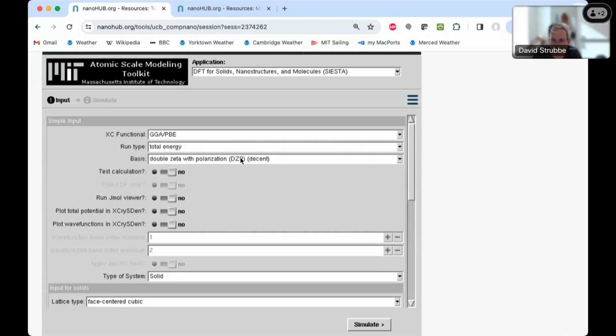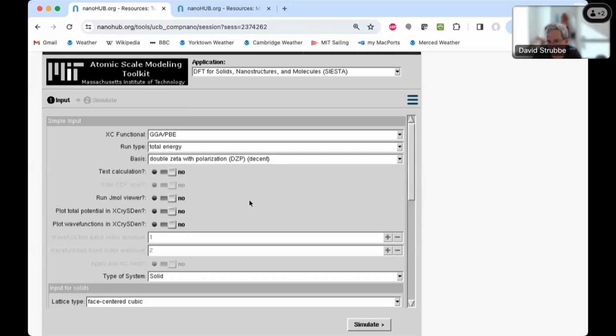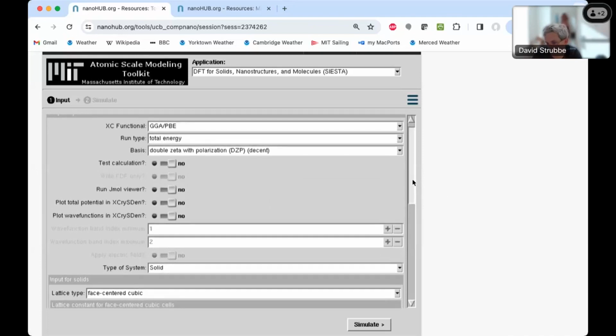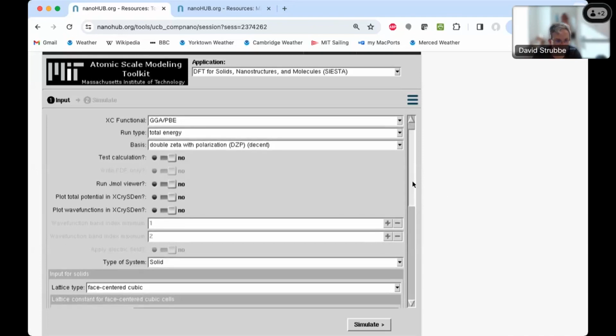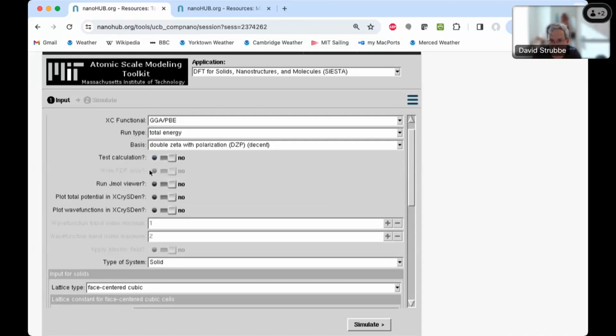We're going to set double zeta with polarization. So this is a question of where the convergence of the basis comes in. We have three options here. DZP is often enough, although one could certainly go beyond that. And then we've got some things about visualization. One thing I think is nice that we have here is the test calculation. You can check that you've set up the structure properly by doing that. It just turns off all of the actual DFT calculation and goes straight to visualization.